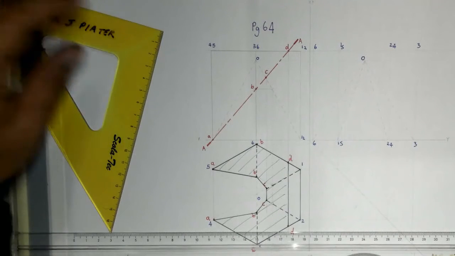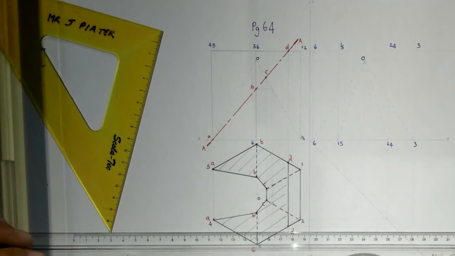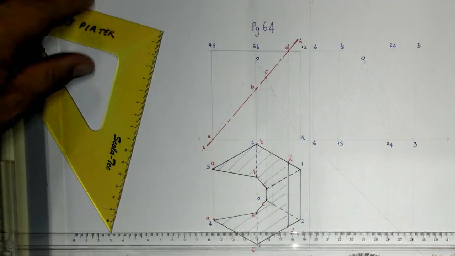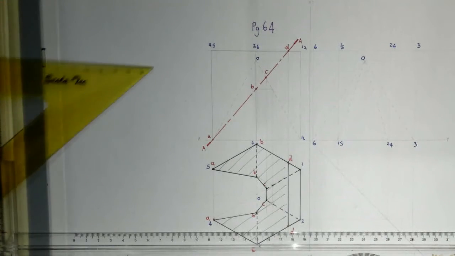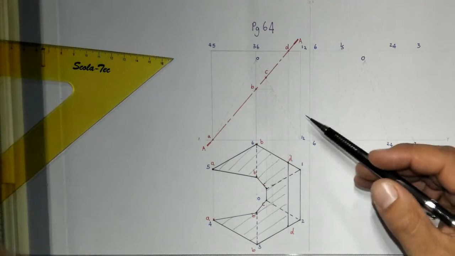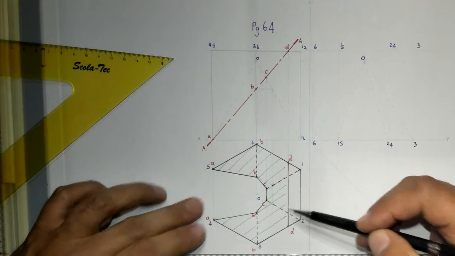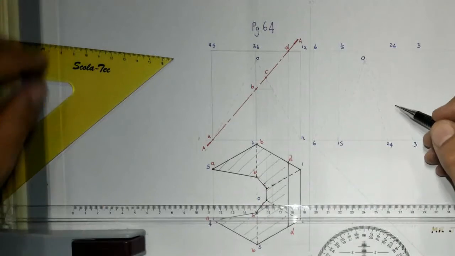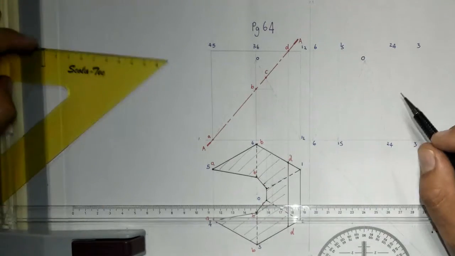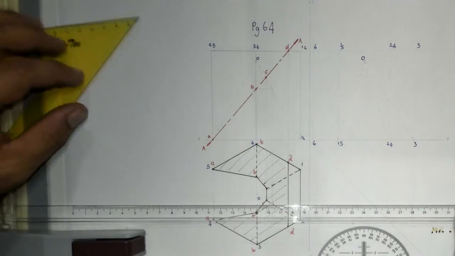Welcome back to part 2 of this first exercise on solids, where we're working with page 64. So we set up the question and then drew the sectioned top view. Now we are going to try and draw the sectional side view and then the true shape.